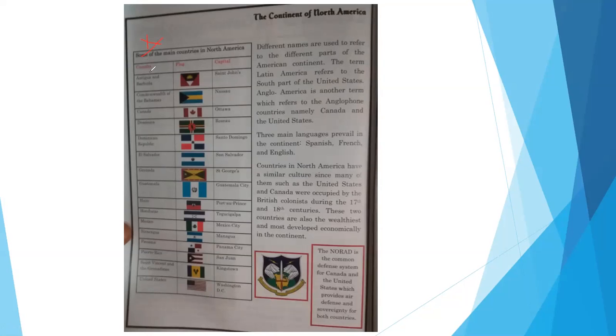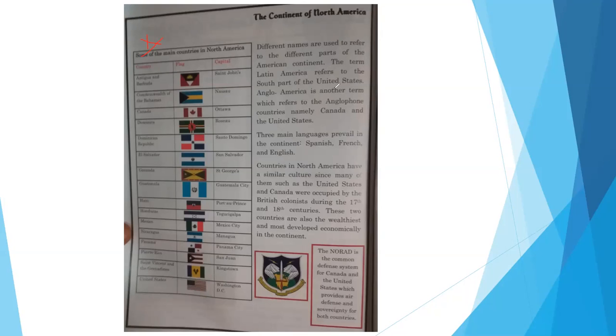We have Antigua and Barbuda, the Commonwealth of Bahamas, Canada, Dominica, Dominican Republic, El Salvador, Grenada, Guatemala, Haiti, Honduras, Mexico, Nicaragua, Panama, Puerto Rico, St. Vincent and the Grenadines, and the United States. Okay, that's just some of the countries that we'll find in North America. And take note of their flags as well, please. There will be an activity based on some of their flags.